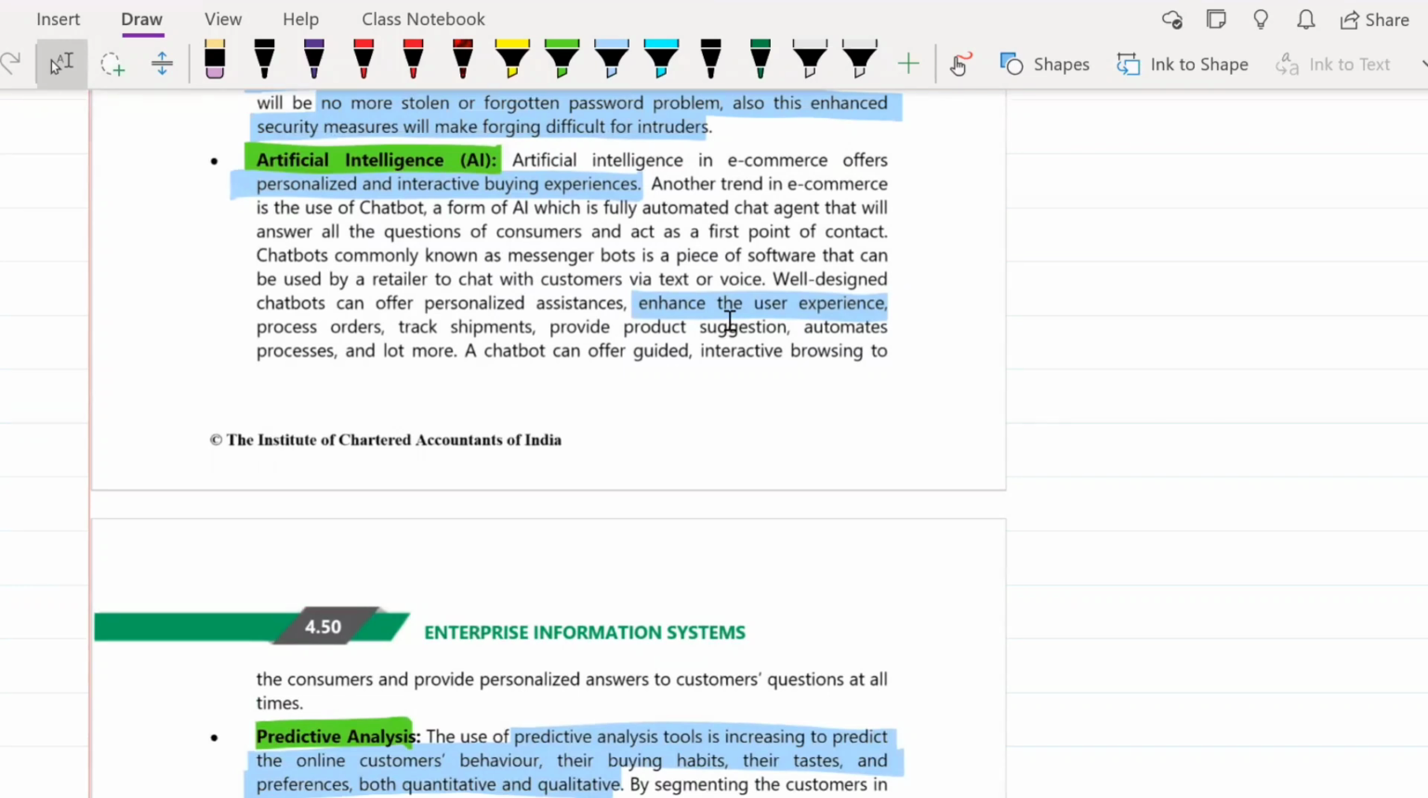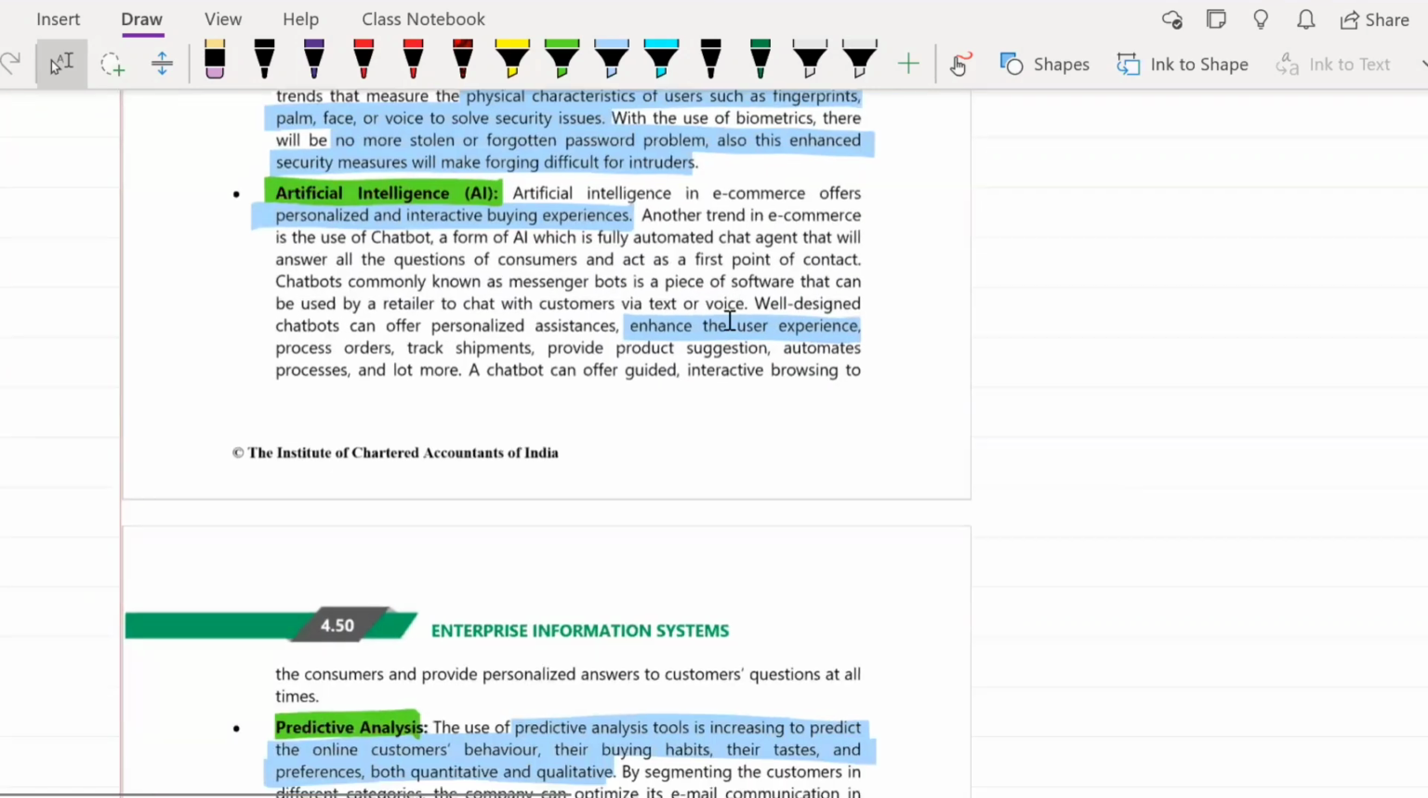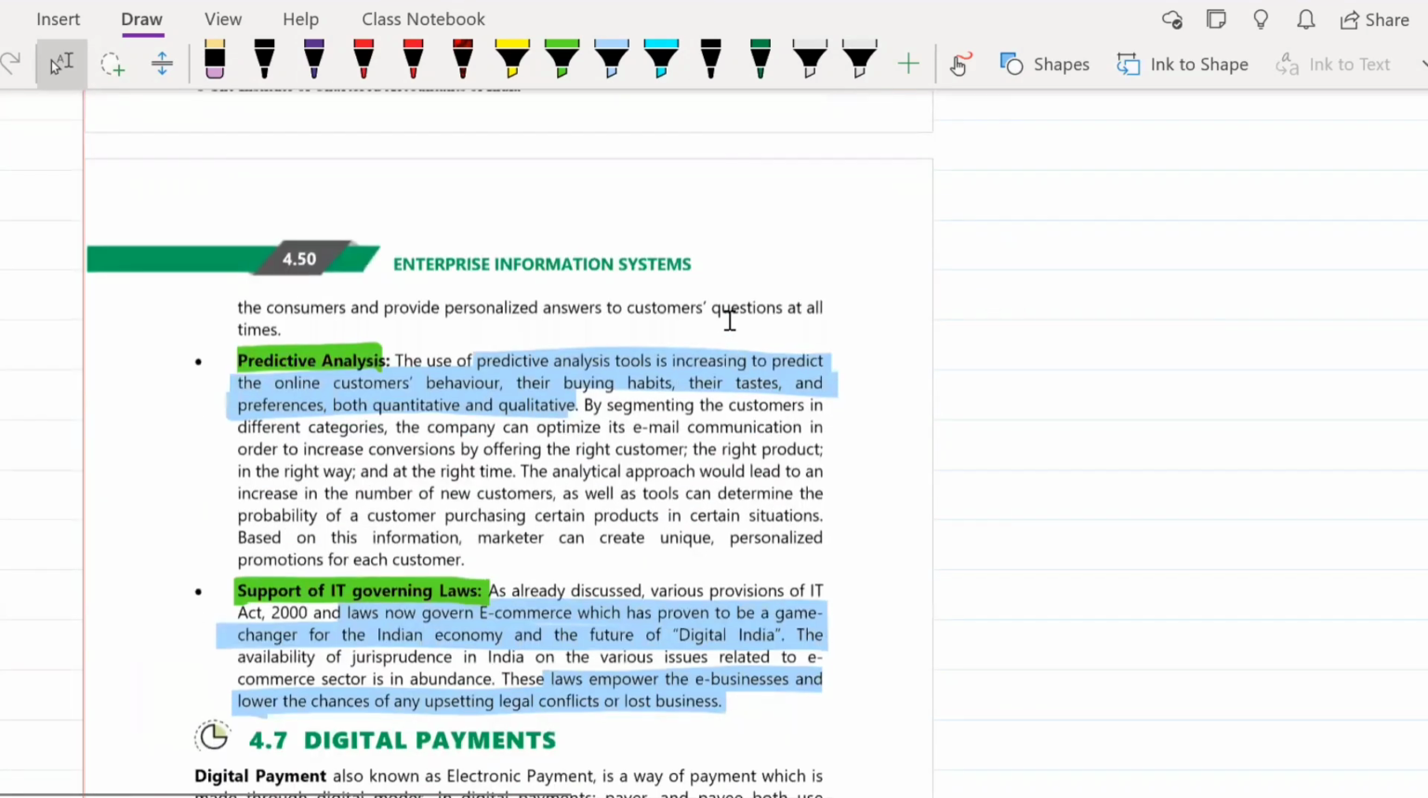Okay, so let alone Netflix, you can go to Amazon also. Once you start buying frequently from there, they will give you personalized recommendations, which will enhance your user experience. All of this is possible only because of artificial intelligence. So artificial intelligence has also played a major role in developing the e-commerce space.